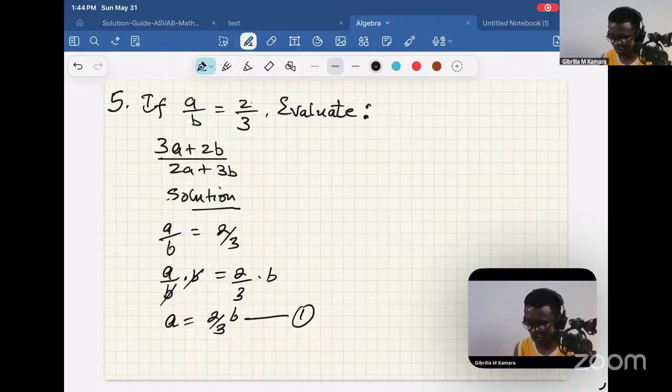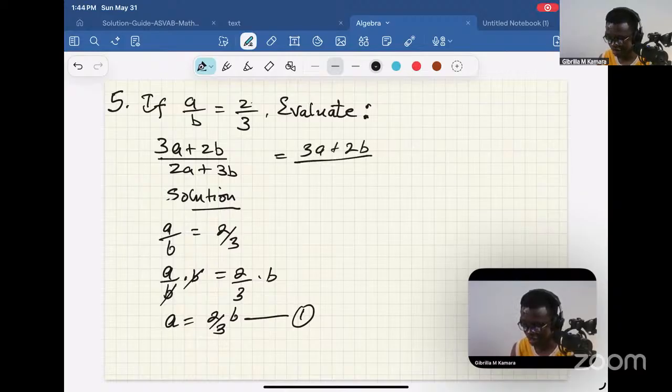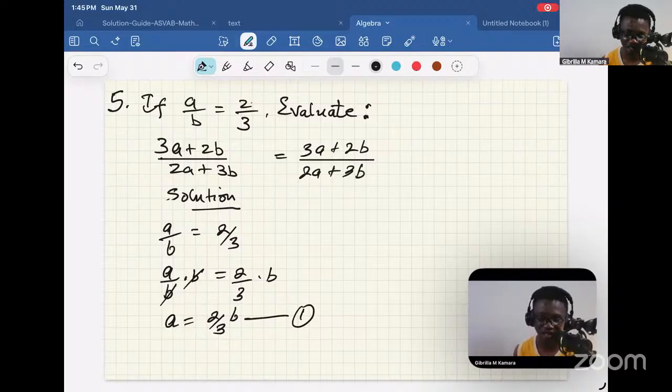So now the expression says 3a plus 2b divided by 2a plus 3b. Wherever you see a, you replace that with b.